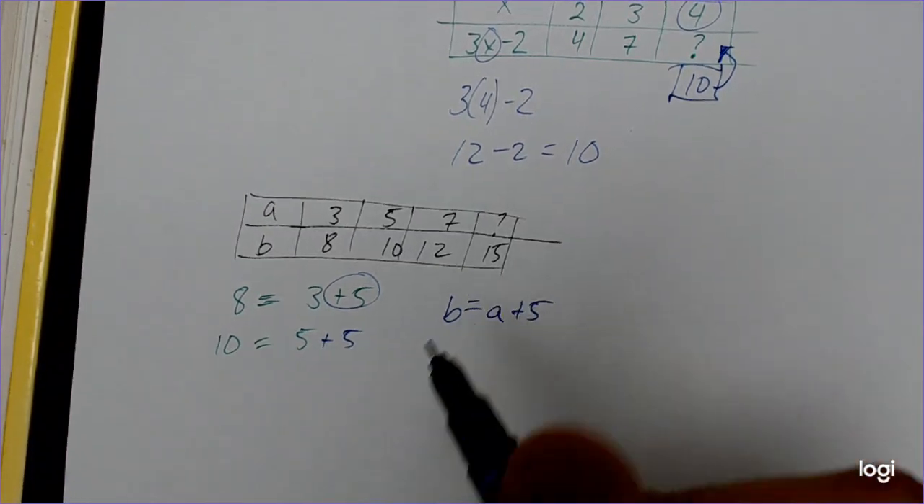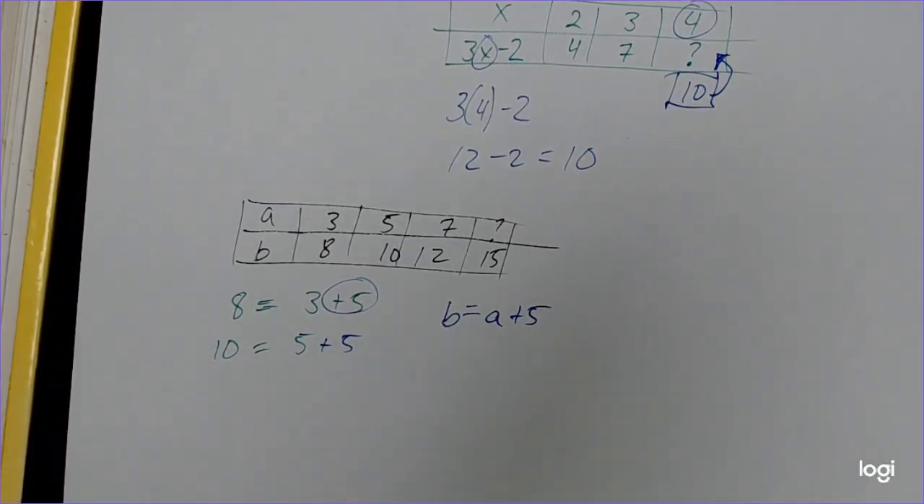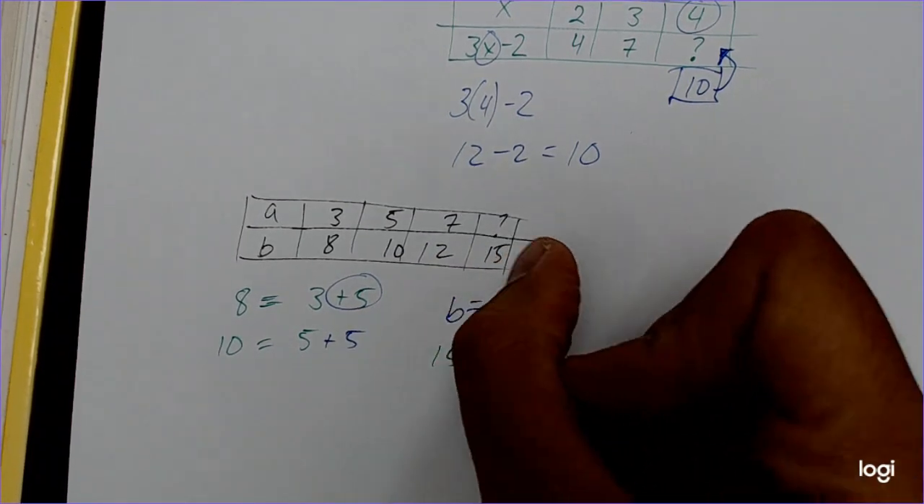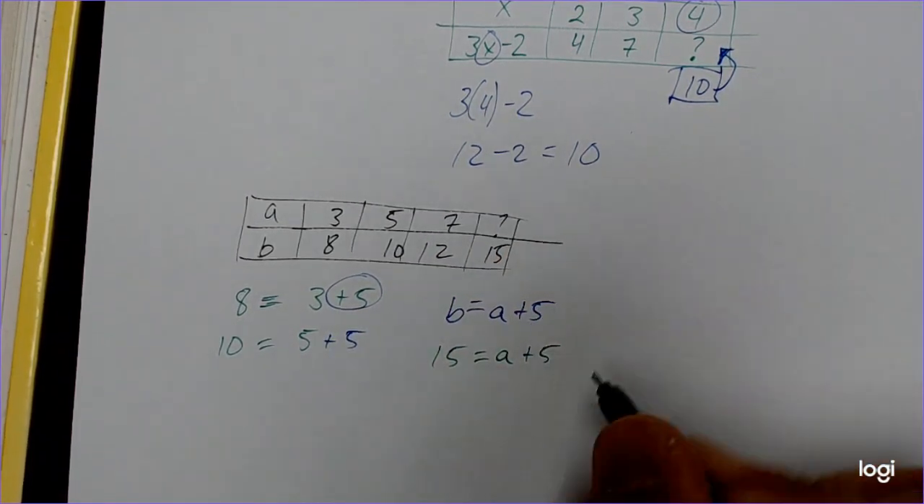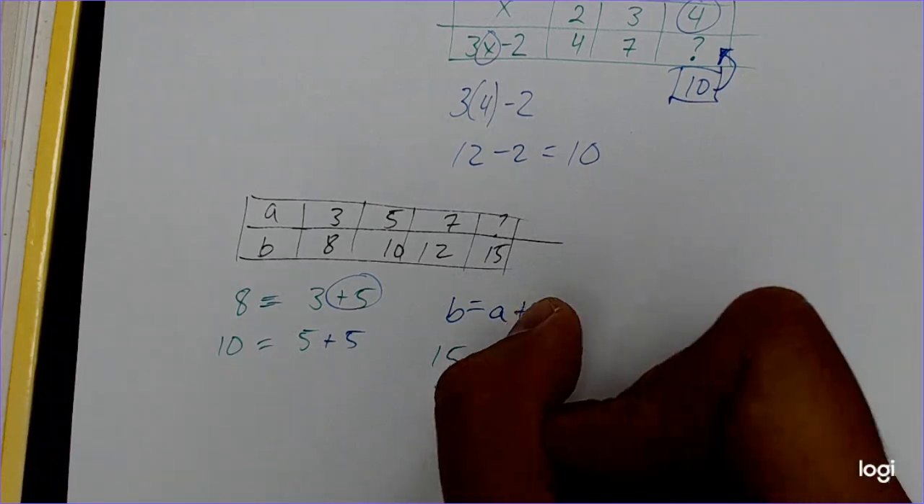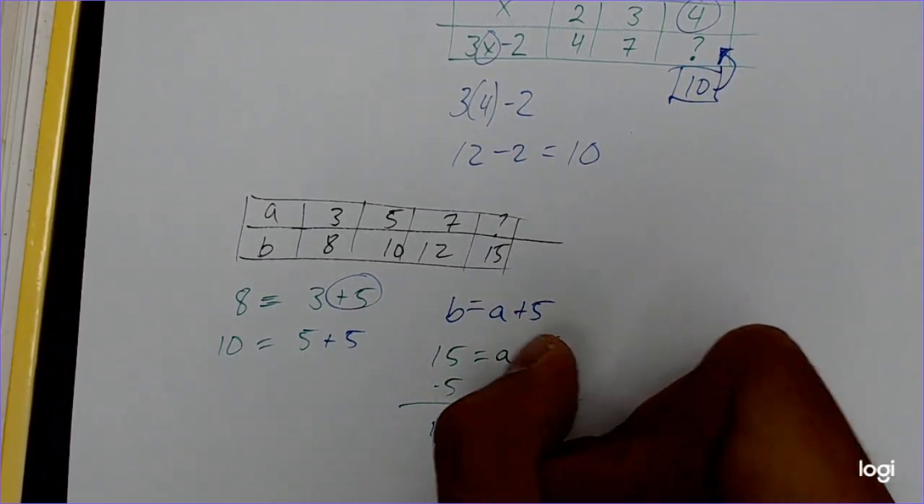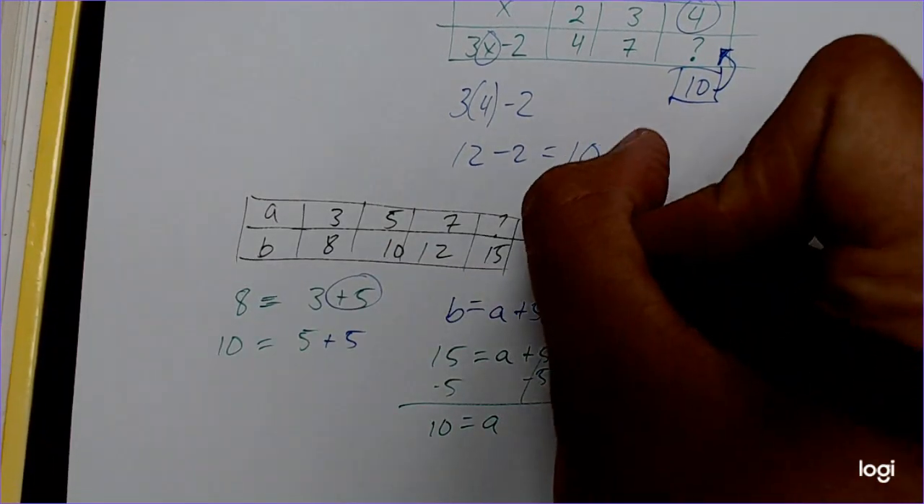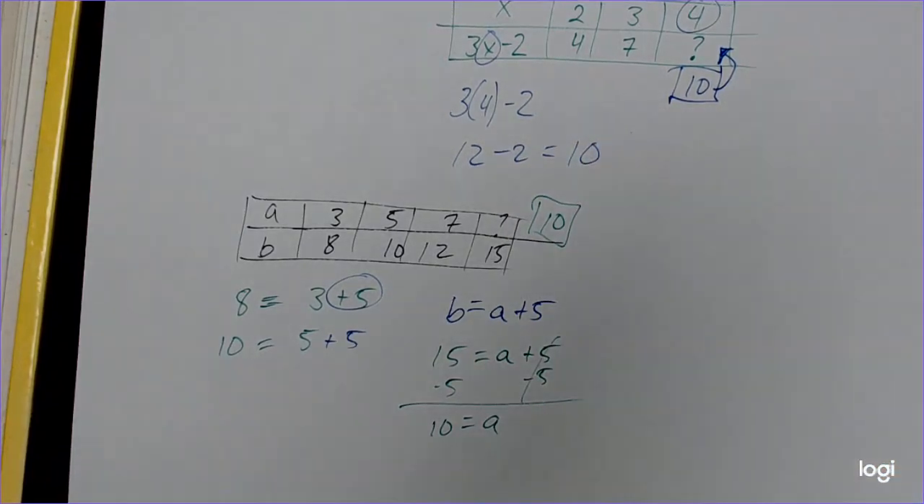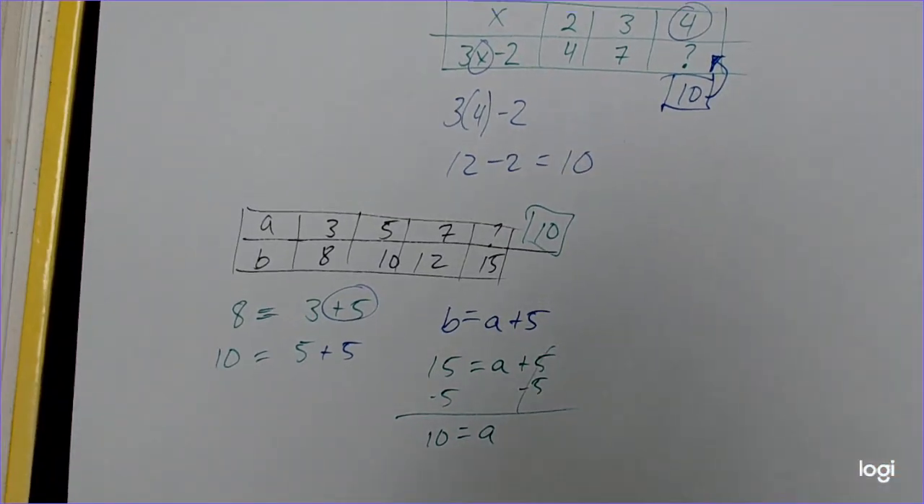So when B is 15, then A must be 10, because if I subtract 5, then I'd have 10 equals A. Yeah, so A must be 10, right? So that's how we're going to figure these out. We've got a few different ways to do these. They can be a little complicated.